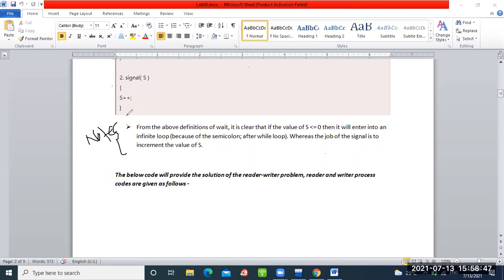Now, second thing you remember: semaphore value, by default, will be initialized to 1. By default, the value of the semaphore will be initialized to 1.